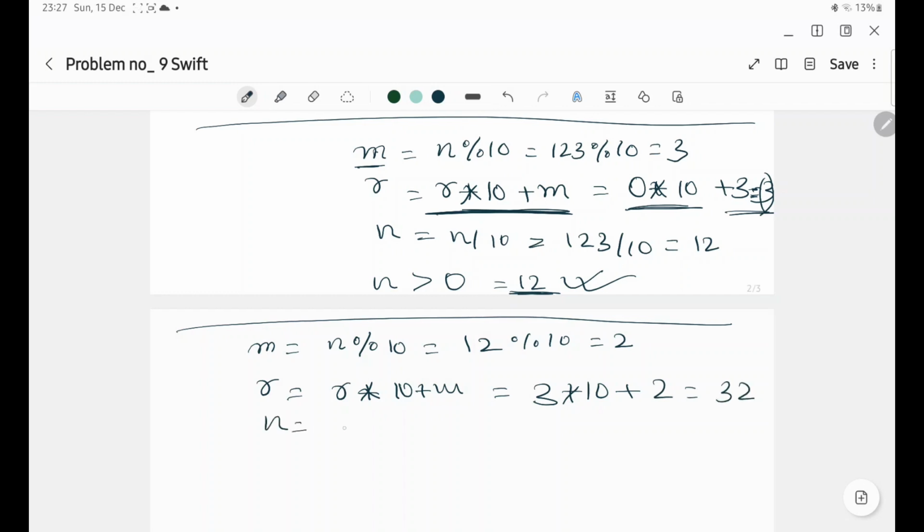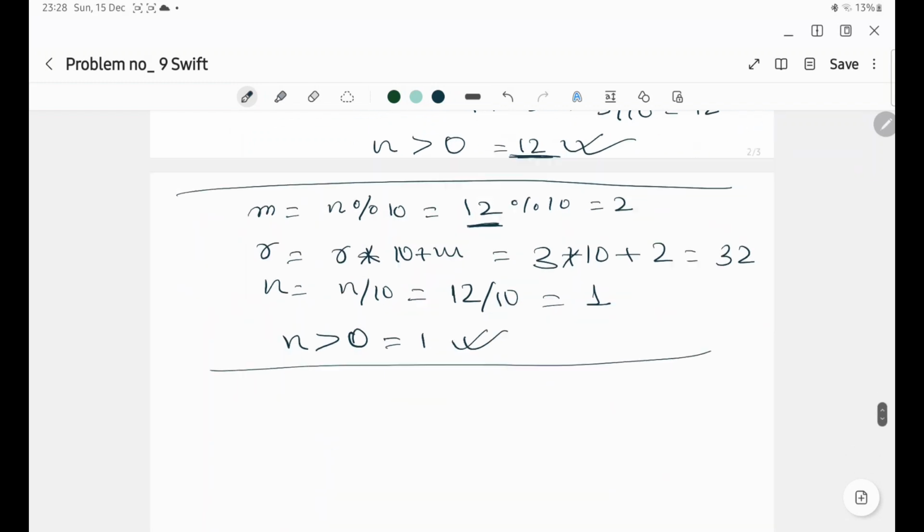Now my n value will be equal to n divided by 10, equal to 12 divided by 10, because my current n value is 12, so it is equal to 1, right? Now again we check, is n greater than 0? Yes, because it's 1. So we will go for the next iteration.